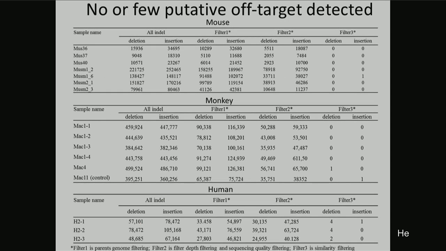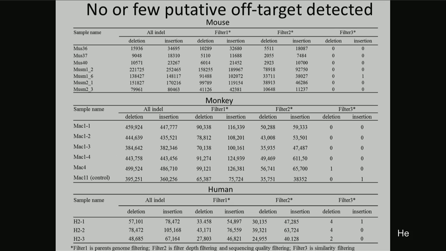Okay, so here's our result. It's for the mouse, monkey, and the human. Again, that's the human. For one of our embryos, we could detect more than 50,000 deletions across the whole genome. Then we filtered by the parent genome. We could reduce to 30,000 for deletions and also insertions. Then we removed some low quality indels. And the last filter we use is the mismatch of 6 and also the PAM sequence, and we get a number, 4 or 1.